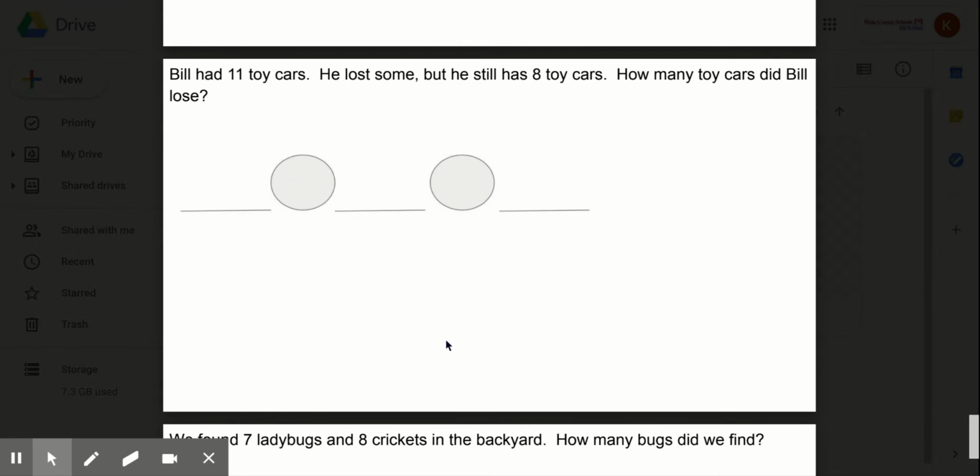All right, now this is a we do. So I will read the problem to you, and then we will solve it together. Bill had 11 toy cars. He lost some, but he still has 8 toy cars. How many toy cars did Bill lose?